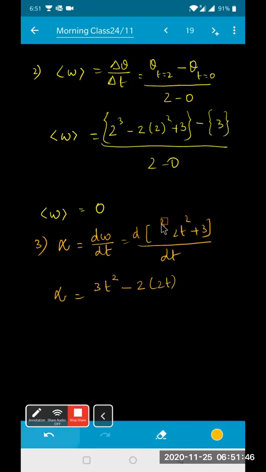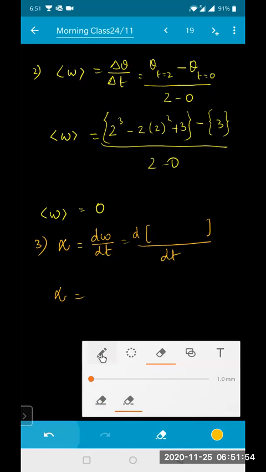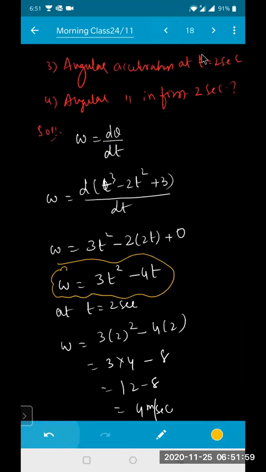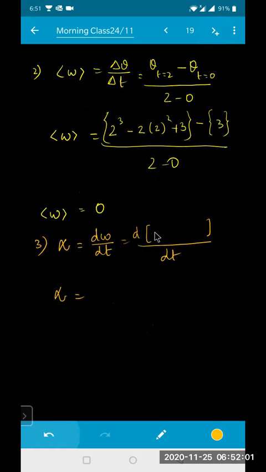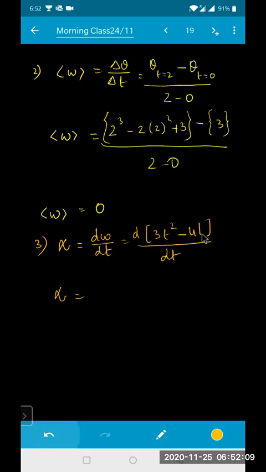Here in this one, we have to write 3t square minus 4t, because it is omega. So omega means 3t square minus 4t. This one is 4 into t.